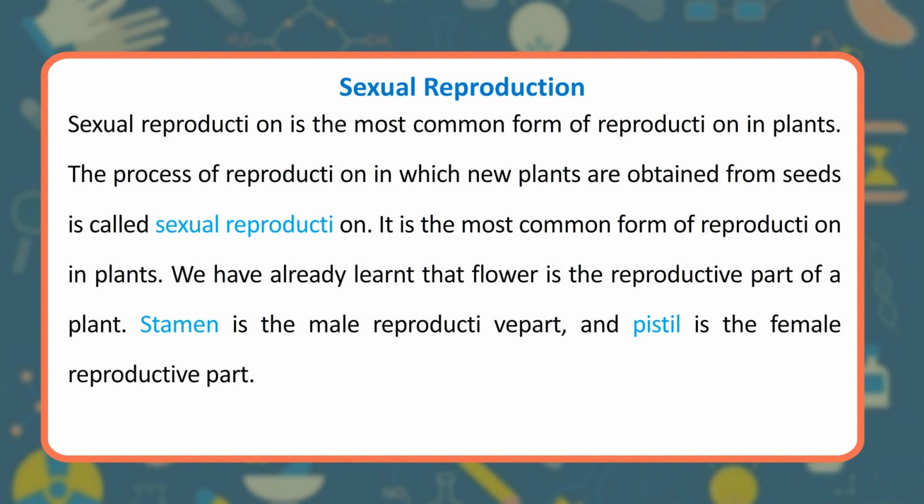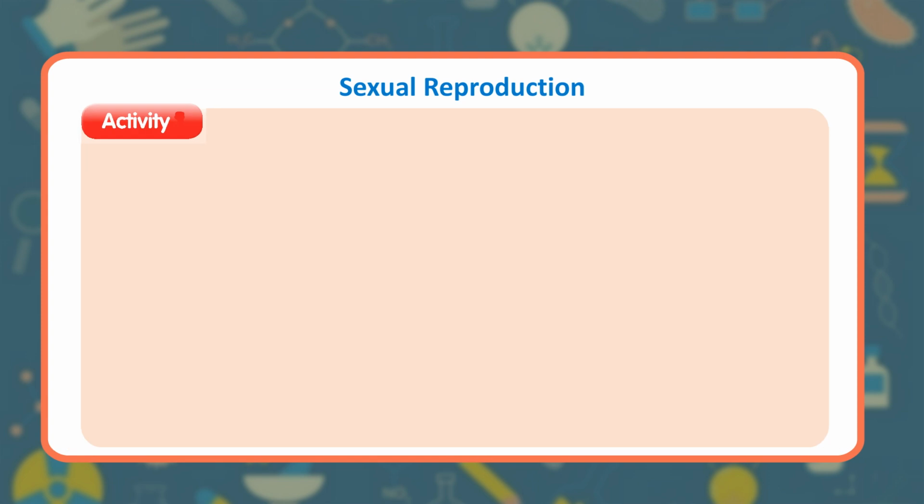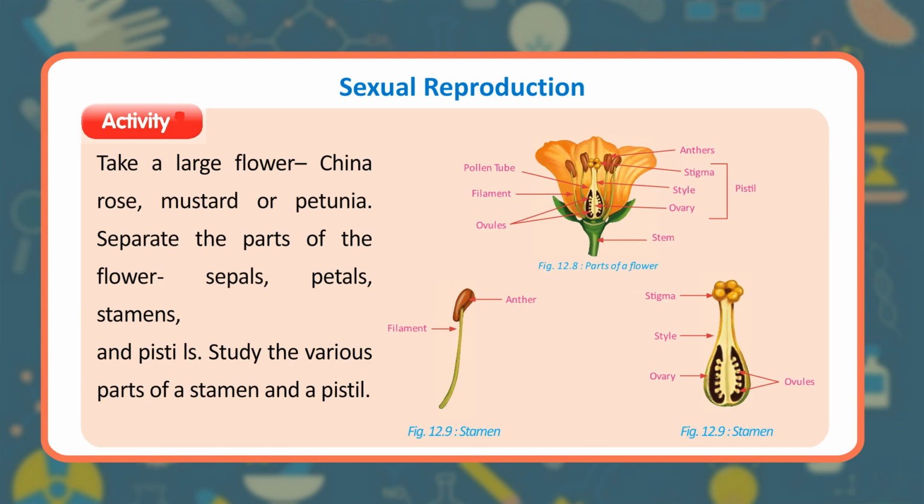We have already learnt that flower is the reproductive part of a plant, stamen is the male reproductive part, and pistil is the female reproductive part. Activity: Take a large flower, China rose, mustard or petunia. Separate the parts of the flower: sepals, petals, stamens, and pistils. Study the various parts of a stamen and a pistil.